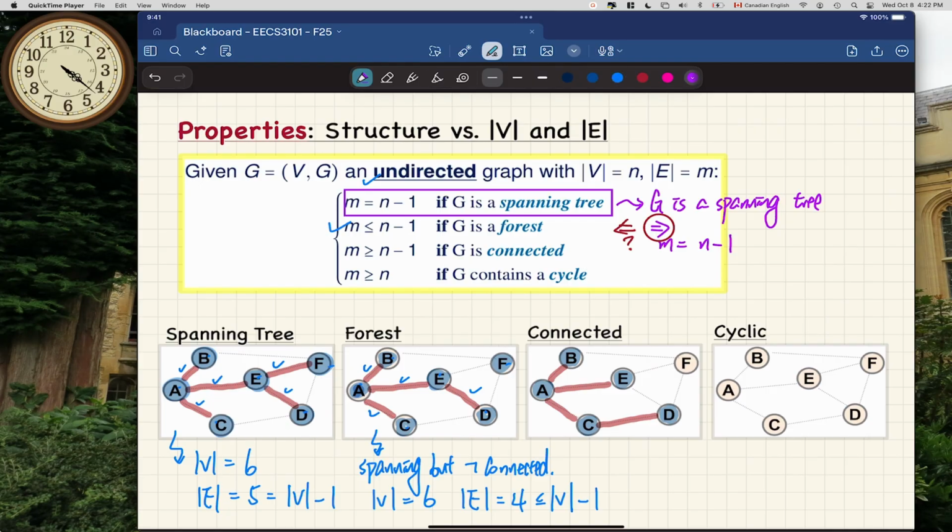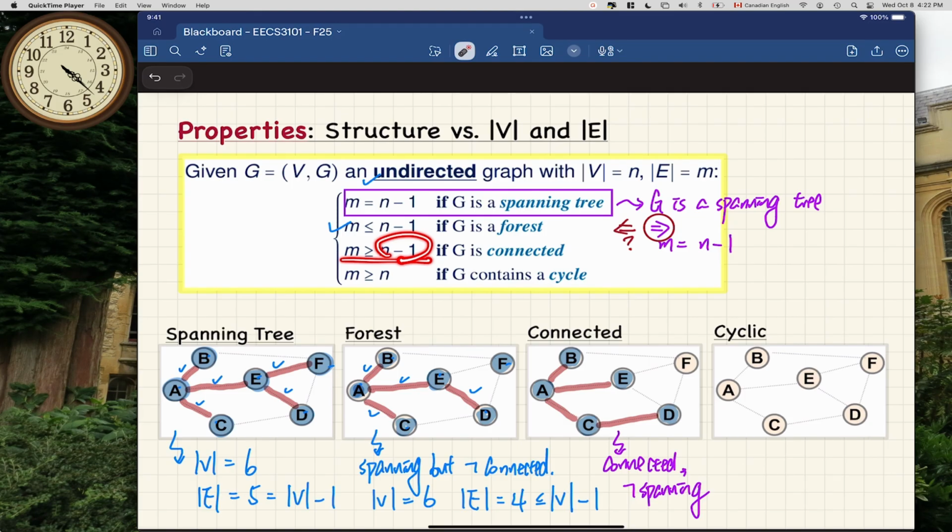So this one here is connected, but not spanning. Okay, you can do a similar check, and it is going to satisfy exactly this particular equation. And this one is interesting. It's saying that your number of edges has some minimum over here, exactly n minus 1. That means you can keep adding edges if you want to.